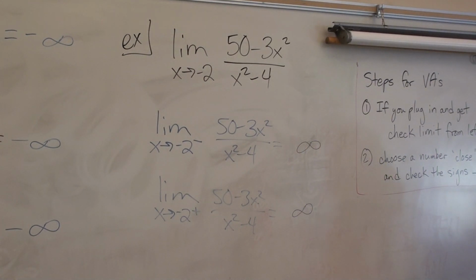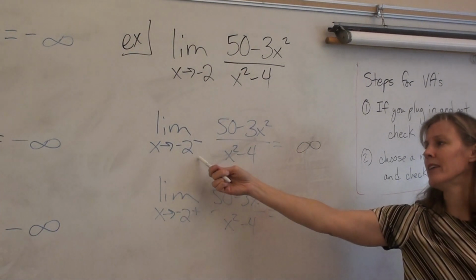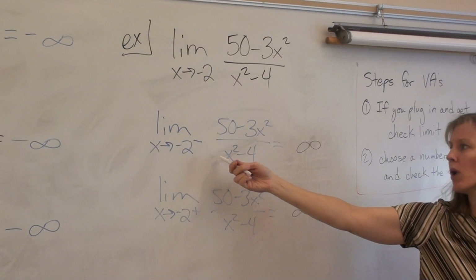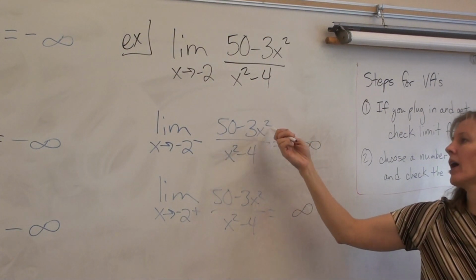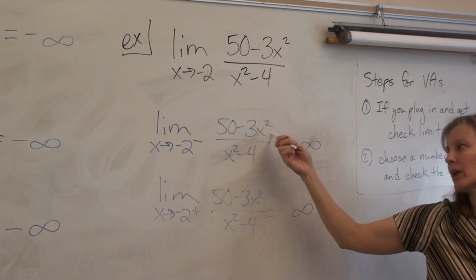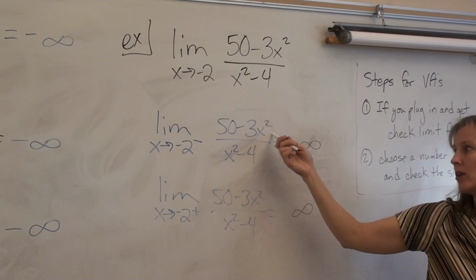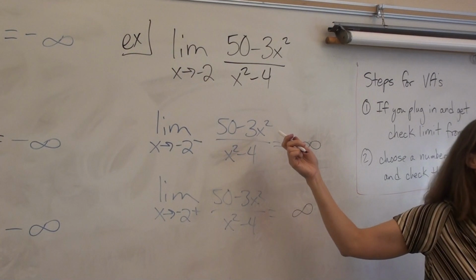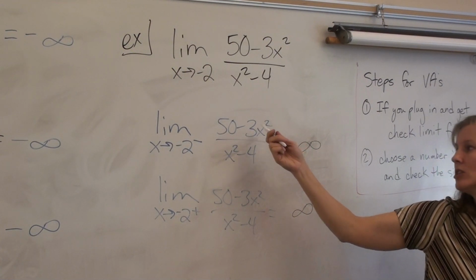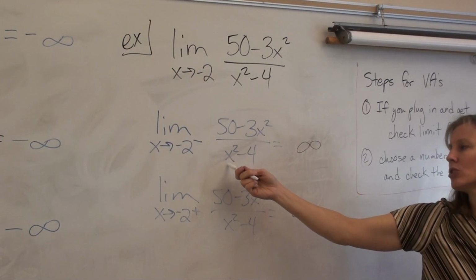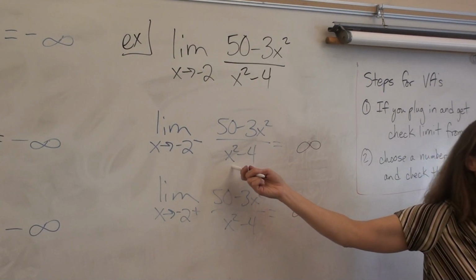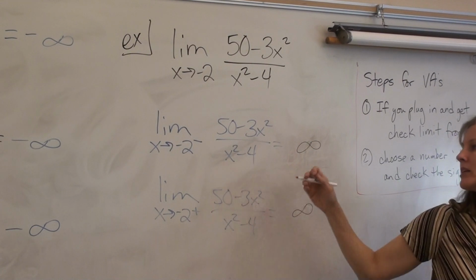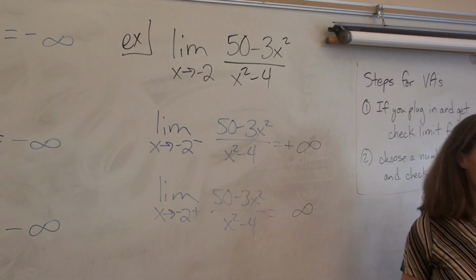Okay, so we plug in a number close to negative 2 from the left, what would be a number? Negative 2.1. Okay, so I get 50 minus something around negative 12, something around there. It's going to be what? Positive. So the top is positive. Negative 2.1 squared is something bigger than 4, so the bottom is positive. We have a positive over positive. It's going to positive infinity.